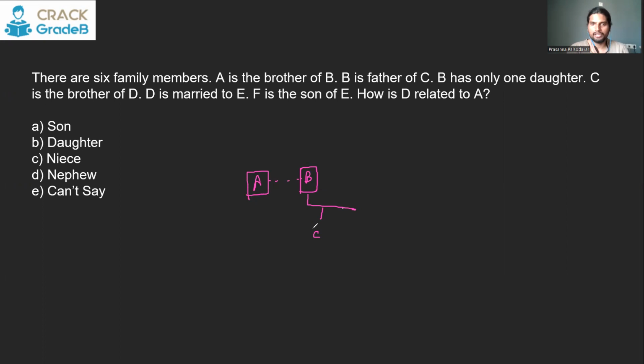C is the brother of D. So C has to be male, because C is the brother of D. D is married to E. There are only 6 members. F is the son of E; their son is named F. So 1, 2, 3, 4, 5, 6. 6 members are done.